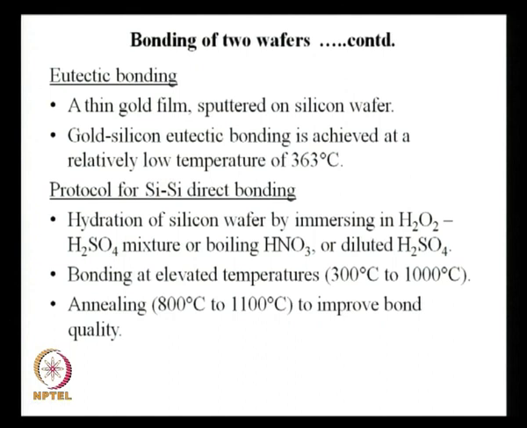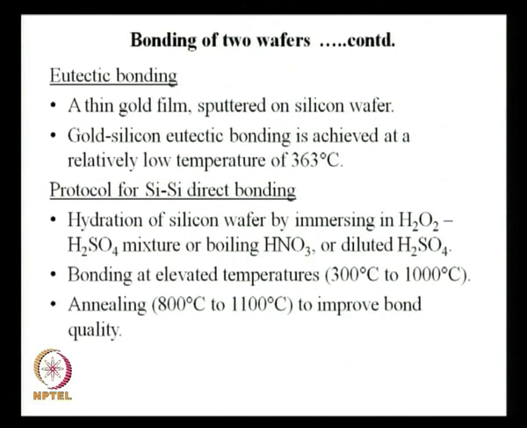and then the bonding between a silicon and a silicon layer takes place at an elevated temperature of 300 degree centigrade to 1000 degree centigrade. Next, the annealing is done at 800 degree centigrade to 1100 degree centigrade to improve bond quality. That means first the bonding takes place at a temperature between 300 to 1000 degree centigrade, and then you go for another step, which is annealing, done at a little higher temperature, so that the bond quality is improved.